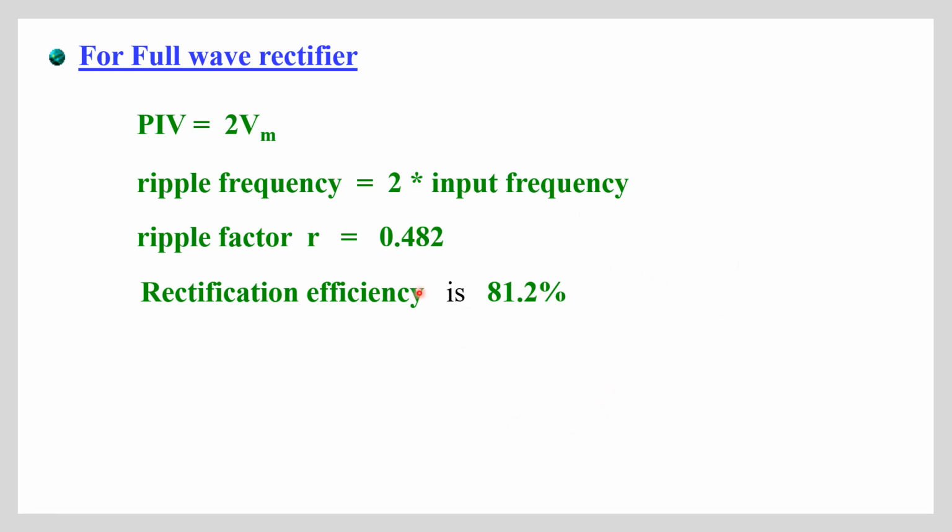Now the efficiency of the half wave rectifier was 40.6%, which was less than 50%. But for the full wave rectifier the efficiency is 81.2%, and the ripple has decreased by half. For the half wave rectifier the ripple was 1.21, and for the full wave rectifier it is 0.482. So you can see the ripple has decreased tremendously in the full wave rectifier by using two diodes. So these are all the parameters we have seen for the full wave and half wave rectifier.